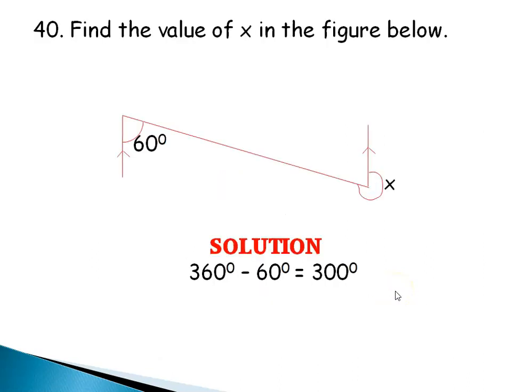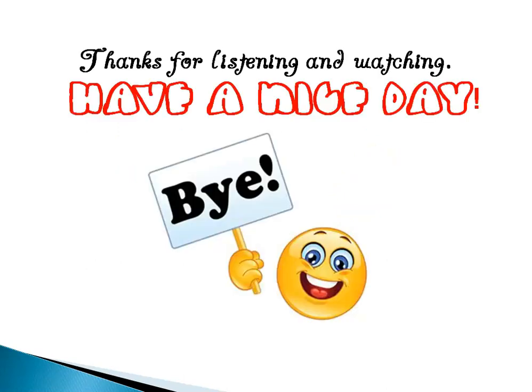Okay. The next question, find the value of x in the figure below. Okay, so if this is 60, that means this place will also be 60. That's an alternate angle. So if this place is 60, then x, remember this is angle on the point, 360. 360 minus the 60 I have here will give me 300 degrees. So that means my x is 300 degrees. Is that taken?